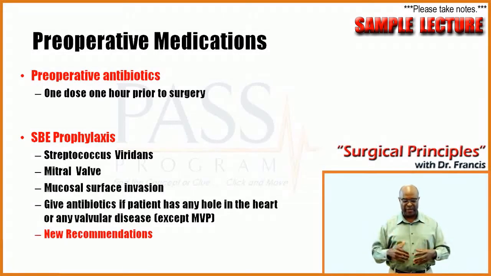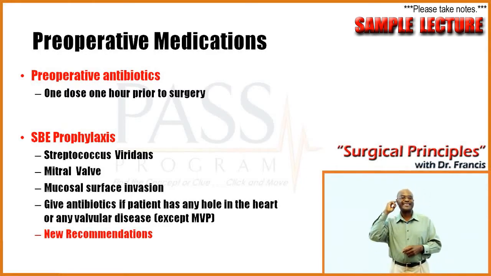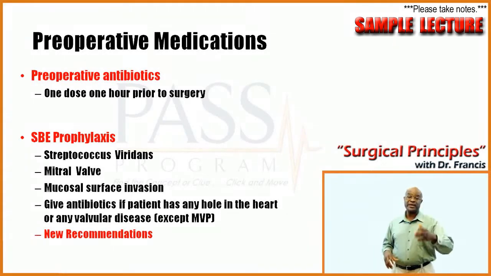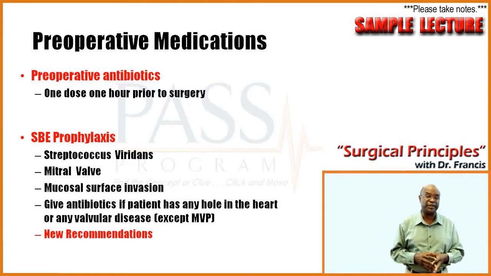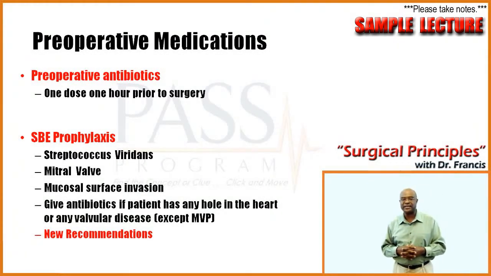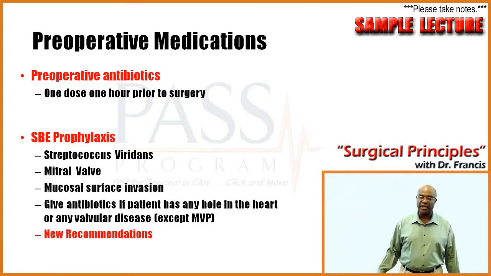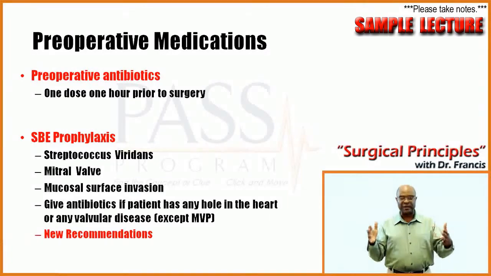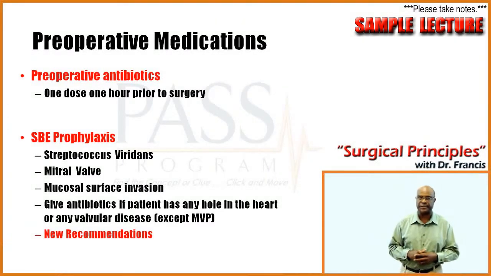And you give the antibiotic if the patient has any hole in the heart or any valvular disease except mitral valve prolapse. So watch out for mitral valve prolapse because that's the one valvular disease where the risk for SBE was found to be exactly the same as the general population. So you do not have to do prophylaxis if somebody has mitral valve prolapse without any evidence of regurgitation. Now, if they have regurgitation, then you have to do prophylaxis on the basis of mitral regurgitation.